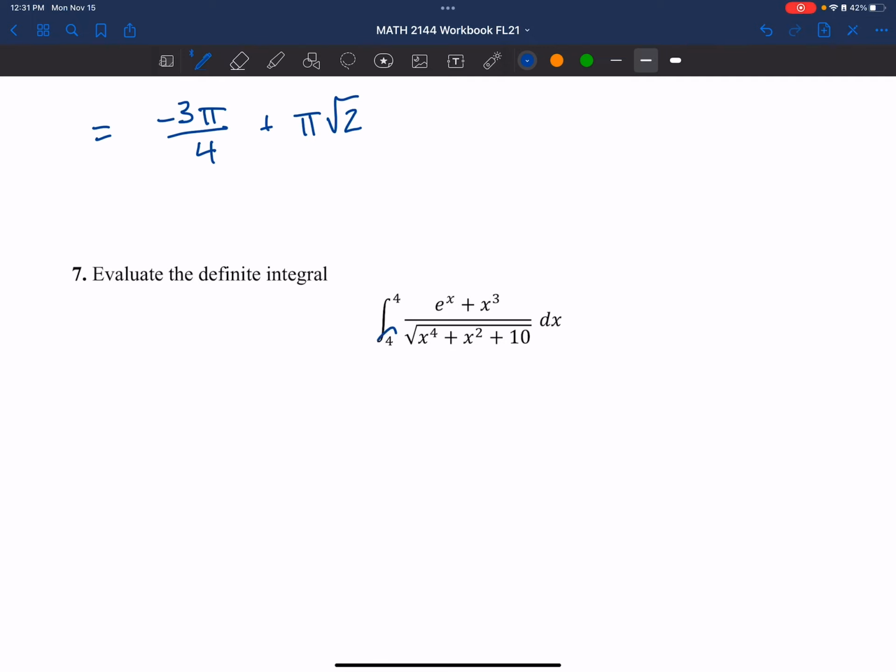The interval from 4 to 4. What do we know about this interval? How much width does it have? So the integral right here is going to be equal to 0.